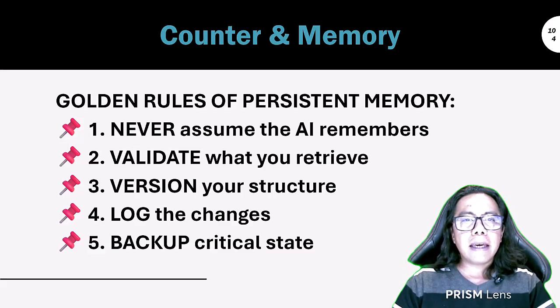Back up critical state. You don't want to explain how you lost 10,000 user points. It is important to back it up. Golden rule: if it hurts to lose it, back it up twice.